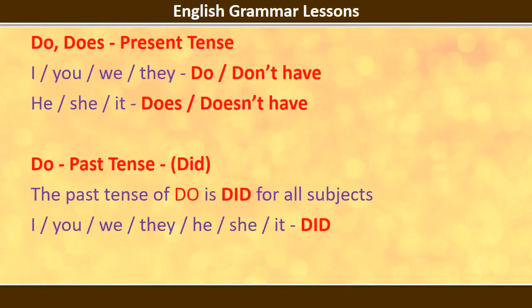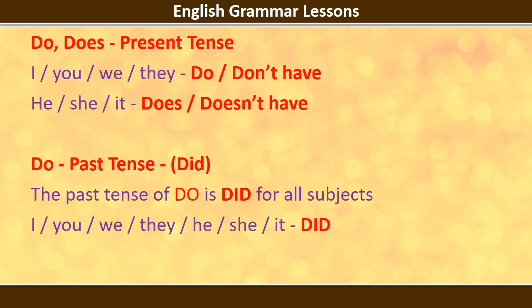Usage of do and does. Do and does we always use in present tense, and did we always use in past tense. In English grammar, I, you, we, they are the subjects which we use for do. He, she, it or any name are the subjects which we use for does. The negative form of do is don't, and the negative form of does is does not or doesn't.